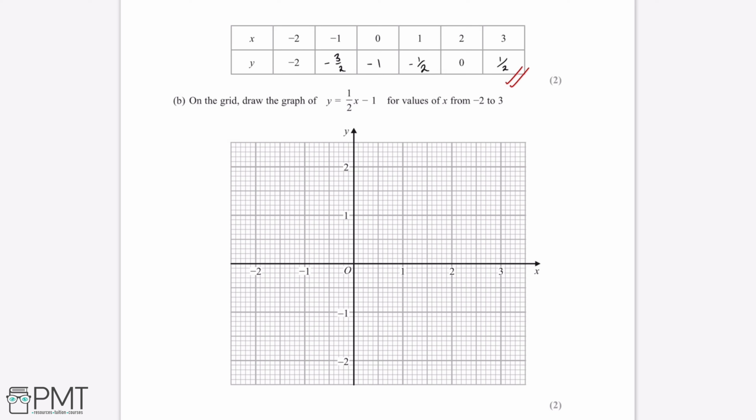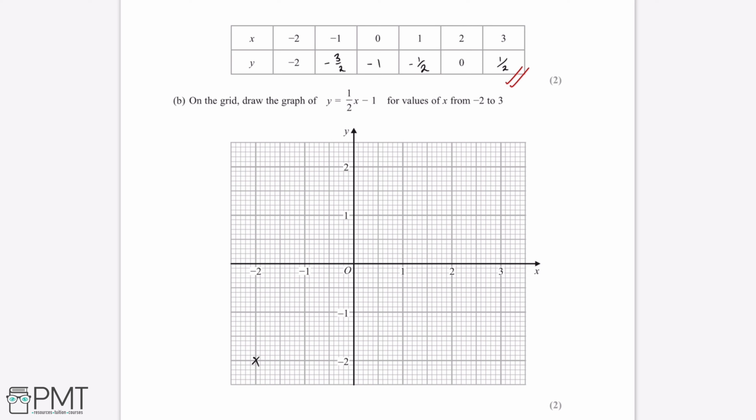On the grid, draw the graph of y equals a half x minus 1 for all of the values of x from -2 to 3. So what we're going to want to do is take both the x and y value from this table and then mark that point on this grid. So if we start off with when x equals -2, y equals -2. So we'll want to go -2 from the x-axis and then -2 down the y-axis. And our point should be here.